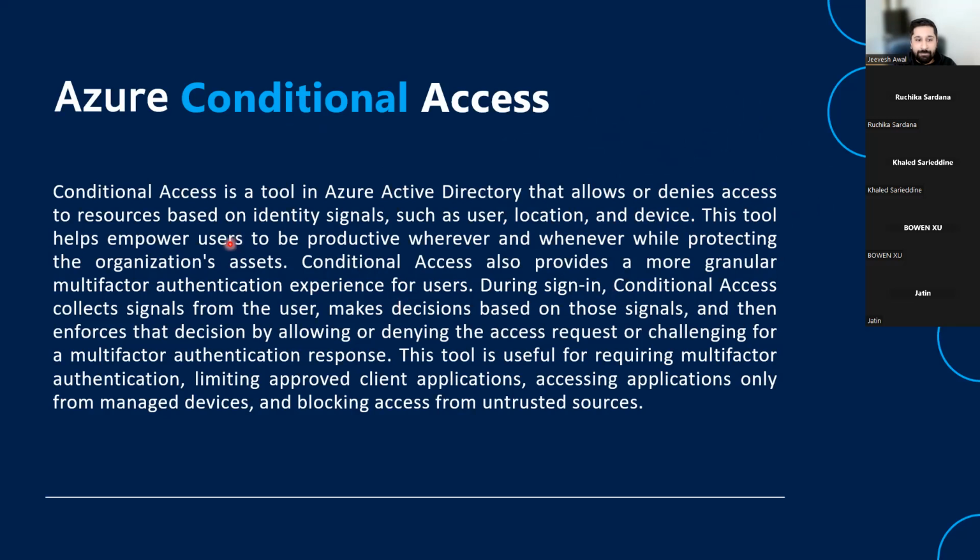So this tool helps empower users to be productive wherever and whenever while protecting the organization's assets. So you're not asked to have multiple factors again and again, but when it feels it's something suspicious, it can raise the alarm. So it can be convenient, and at the same time, it has its own watchers that are watching if things are going okay, and if they feel something is out of the ordinary, they do a quick risk assessment, and depending upon the risk, they will prompt you on the next actions that need to be followed. Does that make sense to all of you?